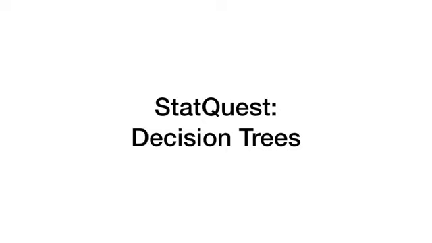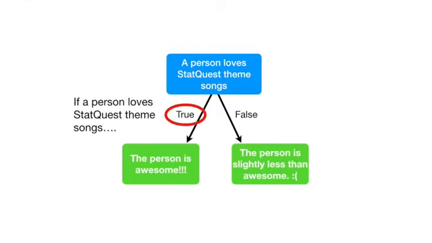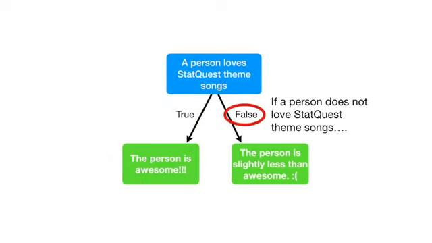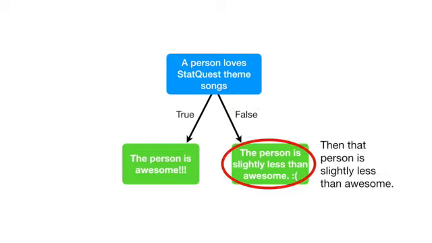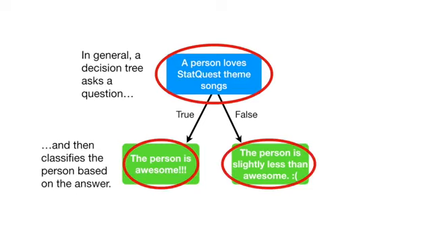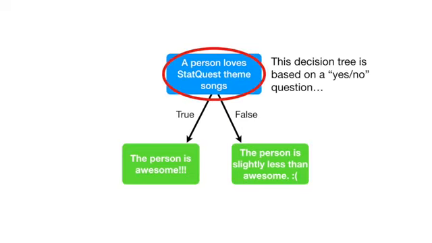Today we're going to be talking about decision trees. Here's a simple decision tree. If a person loves StatQuest theme songs, then that person is awesome. And if a person does not love StatQuest theme songs, then that person is slightly less than awesome. In general, a decision tree asks a question and then classifies the person based on the answer. It's no big deal. This decision tree is based on a yes-no question.